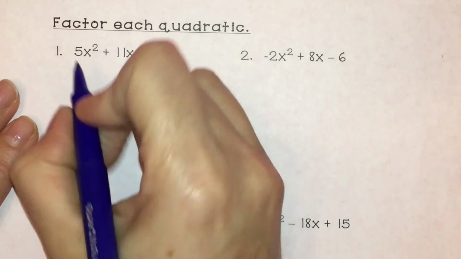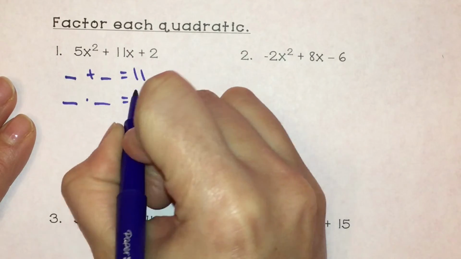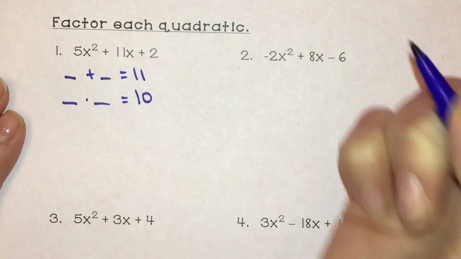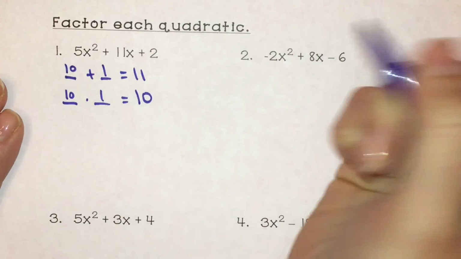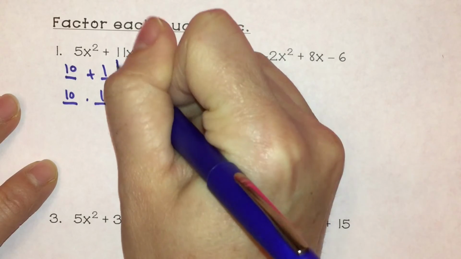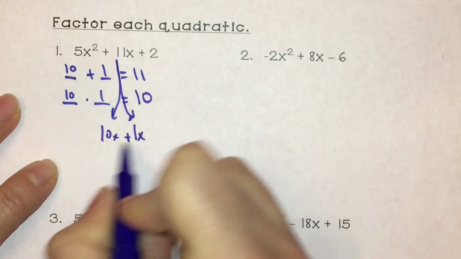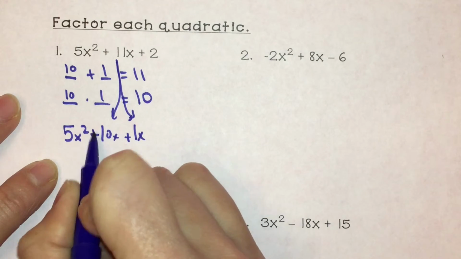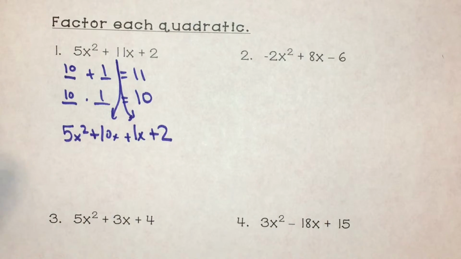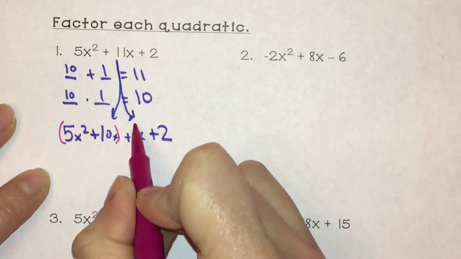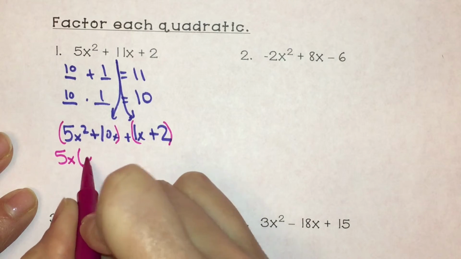All right, the first one, what we add together to equal 11, multiply together to equal 5 times 2 is 10. So in this one, it is 10 and 1. 10 plus 1 is 11. 10 times 1 is 10. So that means this middle term gets broken down into 10x plus 1x. I have to bring down the 5x squared. This is plus because it's a positive 10x. Bring down the plus 2. Right? Put parentheses around the first two terms, last two with plus in between. First one, I can factor out a 5x, and I'm left with x plus 2.